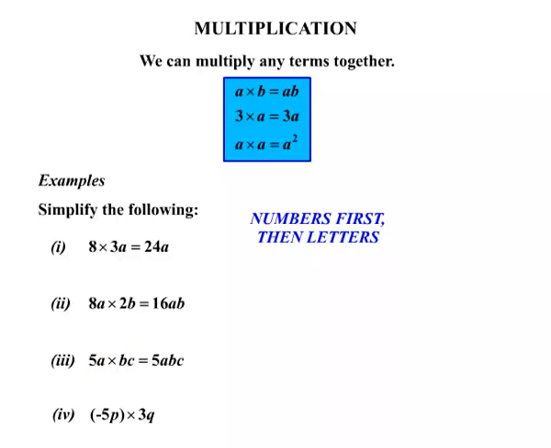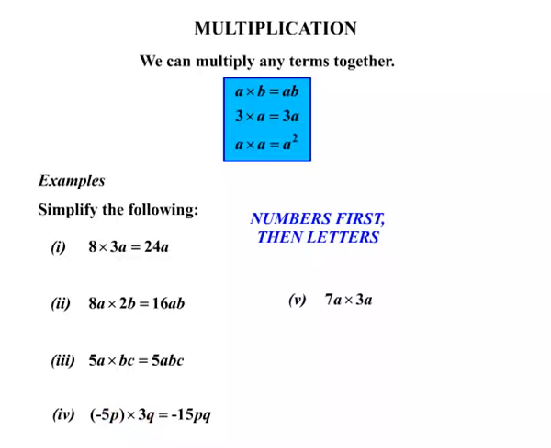Example 4, negative 5p, and it's multiplying by 3q. We'll do the numbers first. Negative 5 times 3, and that equals negative 15. And then we have p times q, we write as pq.